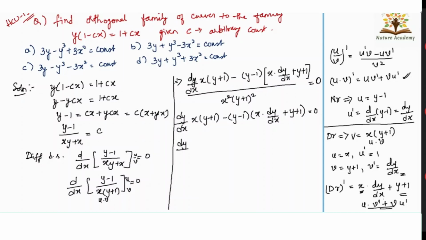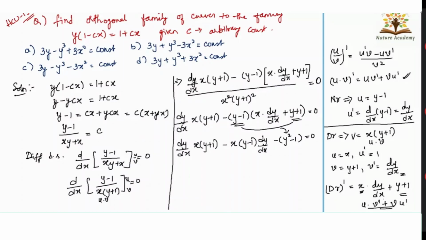Now I can write it also as dy by dx x into y plus 1 minus, I will multiply it, x into y minus 1 dy by dx minus y plus 1 into y minus 1. y plus 1 into y minus 1 will become y square minus 1 square. It is a plus b into a minus b, a square minus b square. I can write it as y square minus 1 square or y square minus 1. So this one will be equal to 0. I got it like this.